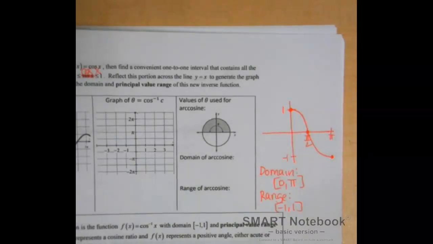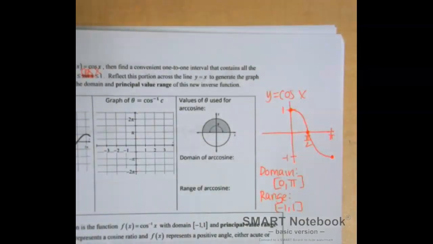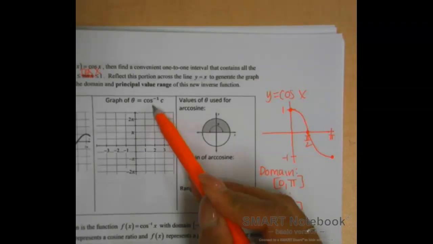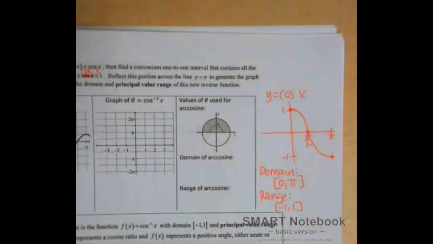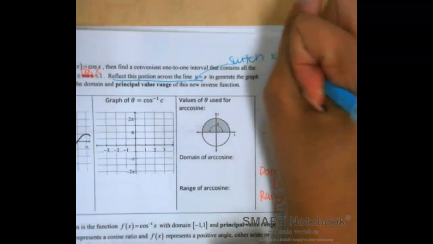We talked about this before. This is for our cosine graph. This is for cosine of x, or cosine of theta, if you want to write it that way. Theta and x are just an unknown angle. If I wanted to do the cosine inverse, so if I wanted to do the inverse for this, what did we do with the x's and y's on the last page for sine? We switched them. So we're going to do the same thing here. When we reflect this across the line y equals x, we're just switching the x and y coordinate.